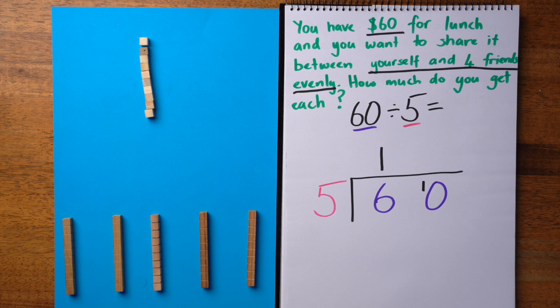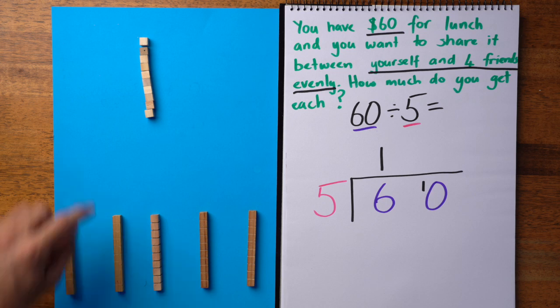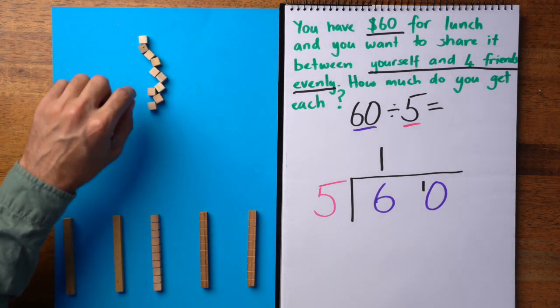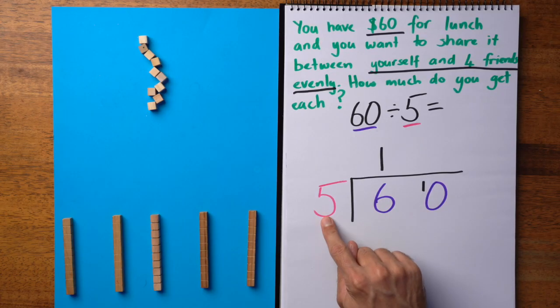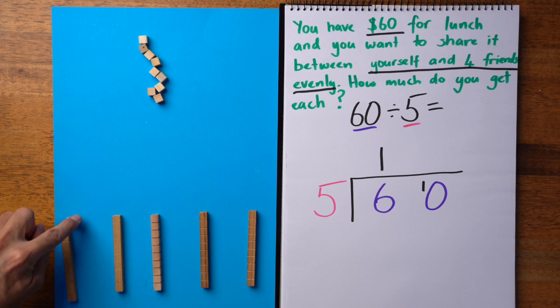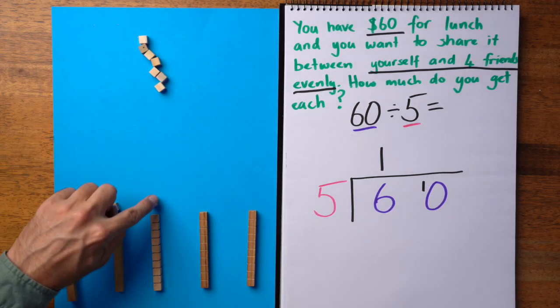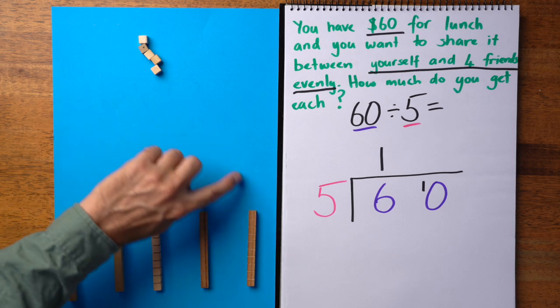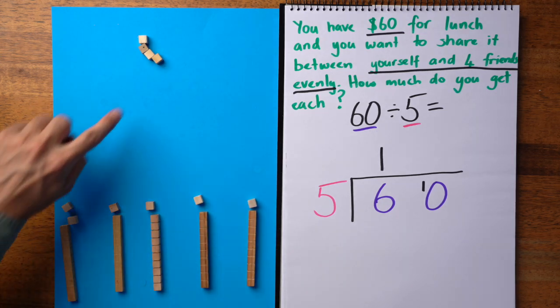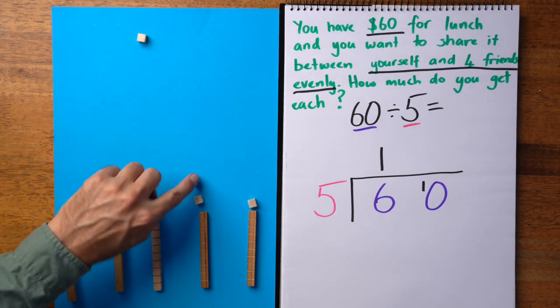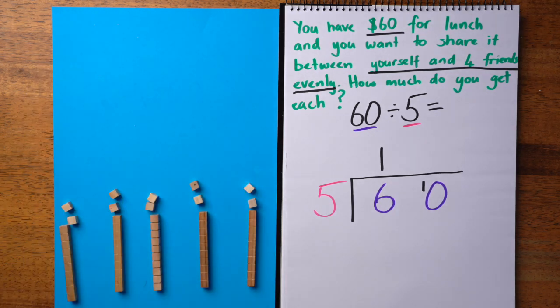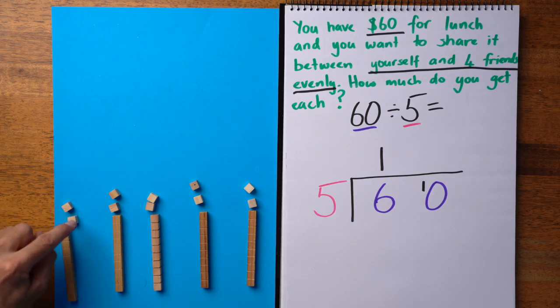When I did that, I didn't add or take any away. I just renamed 1 ten as 10 ones. And these are ones, look, see they're all broken apart, which means we can now share them. 10 ones shared between 5. 1 each. They got 2 each. 1 2, 1 2, 1 2, 1 2, 1 2.